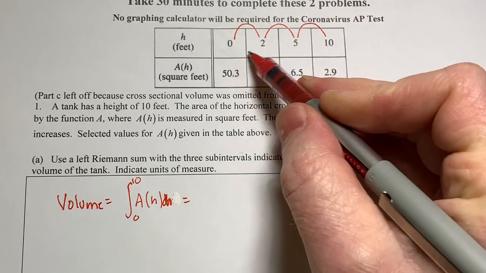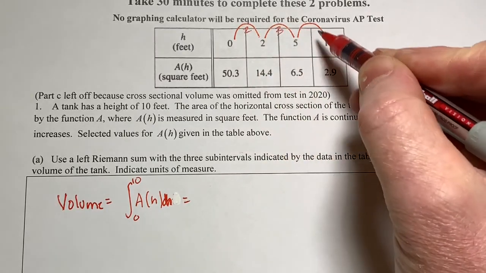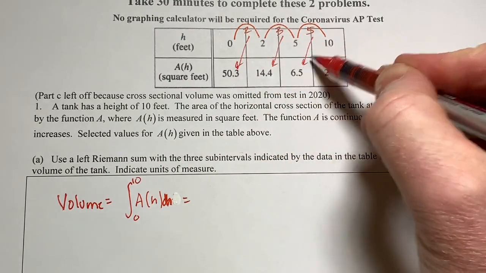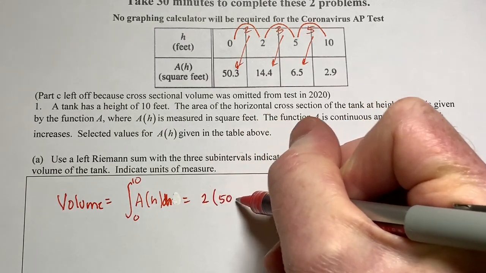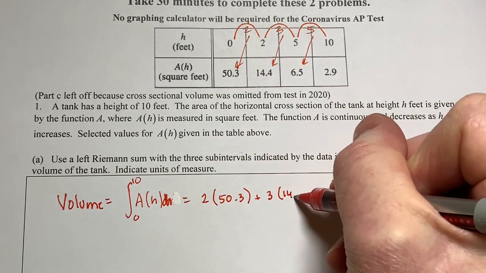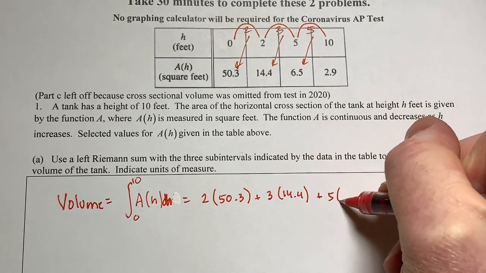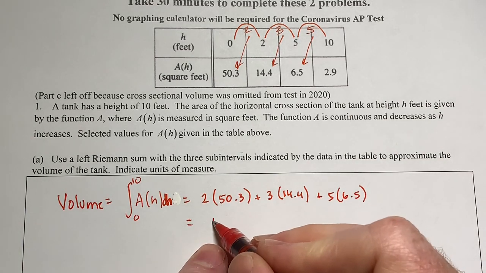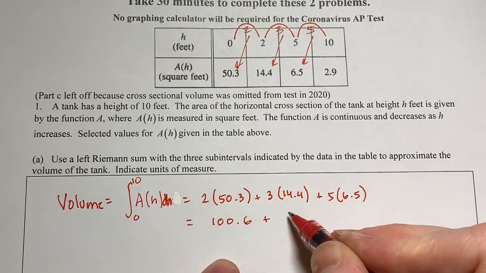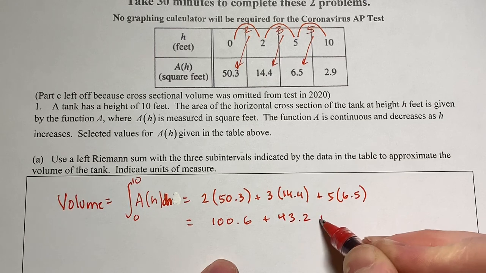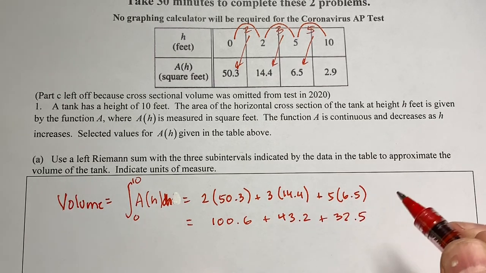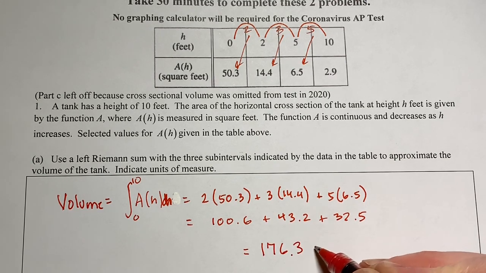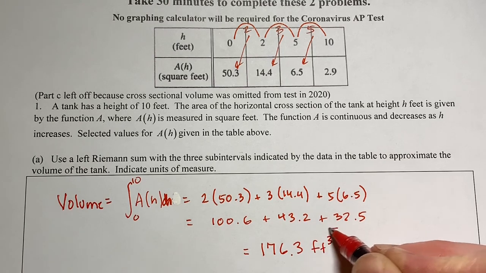It's pretty simple to do. My bases are 2, 3, and 5, and because it's a left Riemann, I'm going to take that base with the left height, left height, left height. So I end up getting 2 times the 50.3 plus 3 times the 14.4 plus 5 times the 6.5. You can use a scientific or any calculator on this test. So 100.6 plus 43.2 plus 32.5, and all of that adds together to give me 176.3, and you can write cubic feet or feet cubed either way.